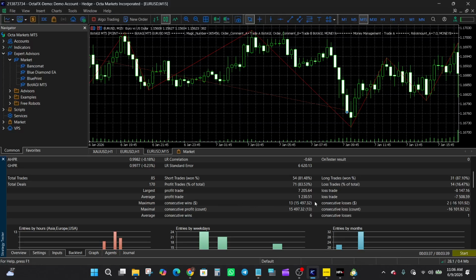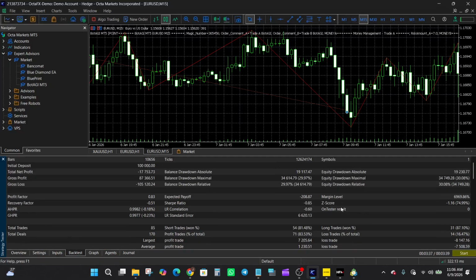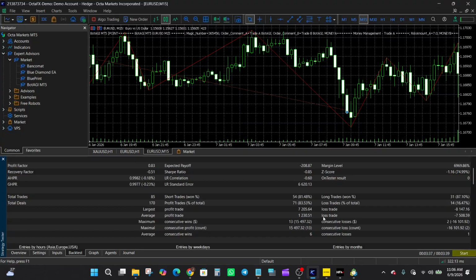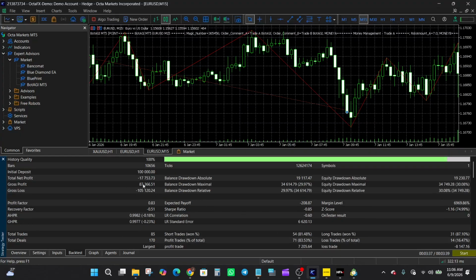Okay, the average profit is 1,230.51, average loss 7,508.59. This shows an average risk to reward ratio that is very poor. Okay, because the difference between the average profit and average loss is wide. So the average risk to reward ratio is really poor, but the win rate is quite good. So despite the high win rate, the risk to reward ratio would have had a significant impact on this negative net profit that we have here.